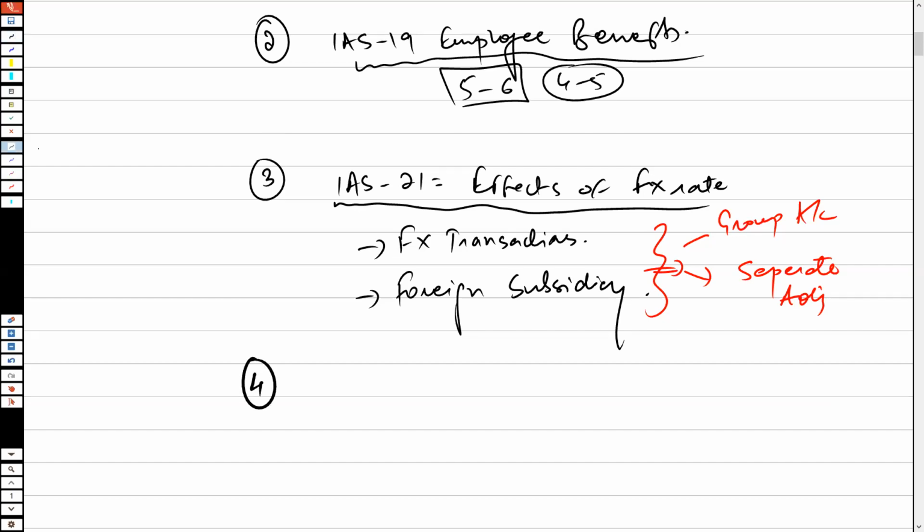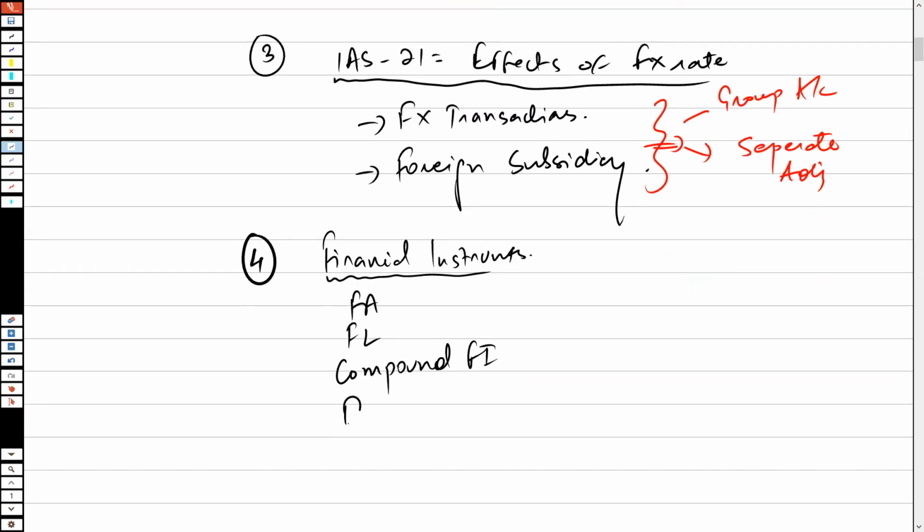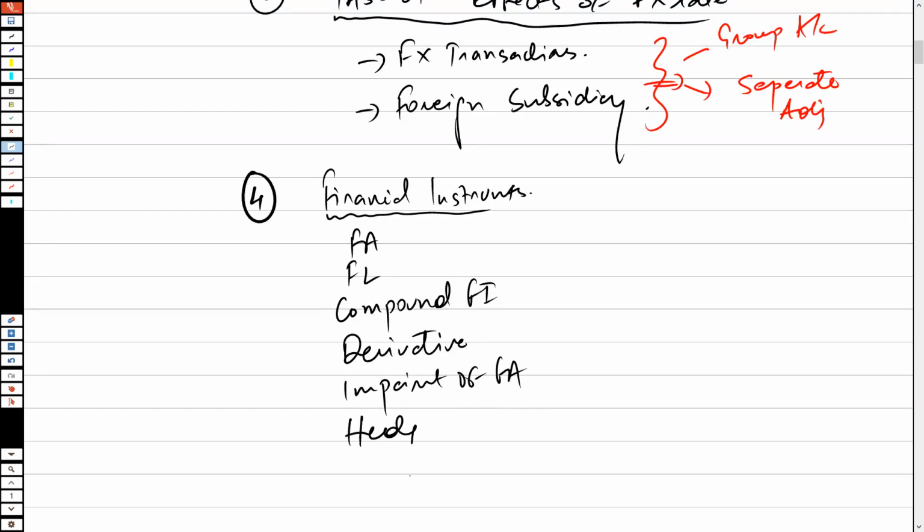Then the fourth accounting standard that you should know is financial instruments. The most commonly examined areas for financial instruments are the accounting for financial assets, accounting for financial liabilities, compound financial instruments, derivative transactions, impairment of financial assets, and hedge. Hedge accounting has been examined only once or twice, so this is a less examined area. The most examined areas are the compound financial instruments and the impairment of financial assets, which are examined a lot.